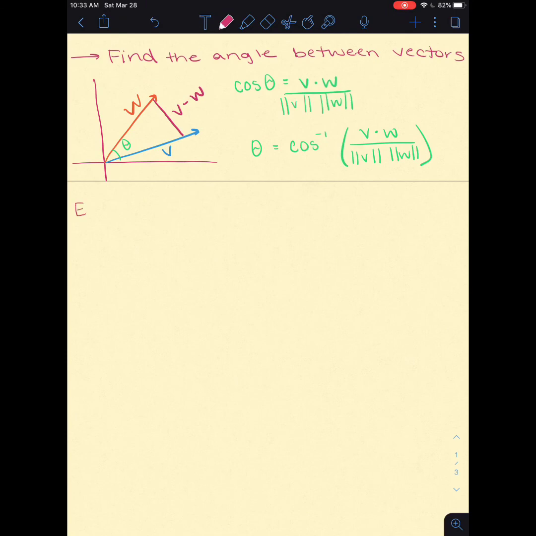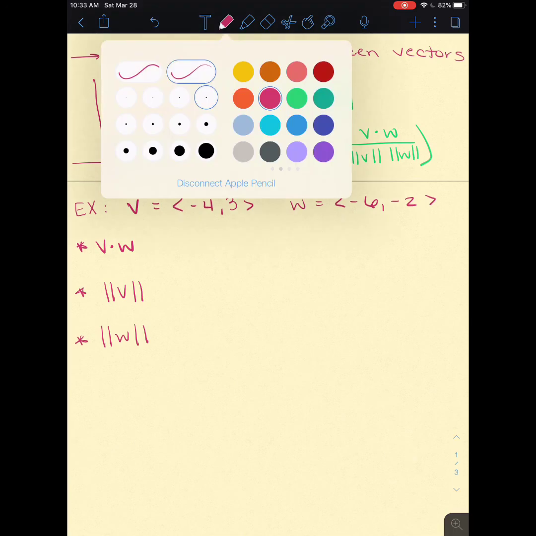So on this very first example, I want you to find theta, and v is going to equal negative 4, 3, and w is going to equal negative 6, negative 2. Now I feel confident you should be able to find the different parts on your own, so I'm going to encourage you to pause this video. The first thing you want to do is find the dot product. The next thing you want to do is find the magnitude of v, and you want to find the magnitude of w. Again, I'd encourage you to pause this video and resume once you feel you have the solution.